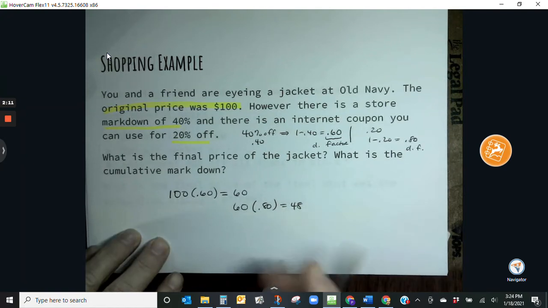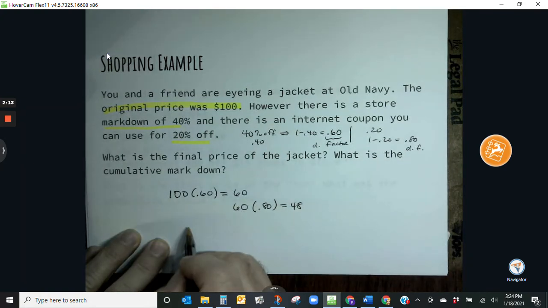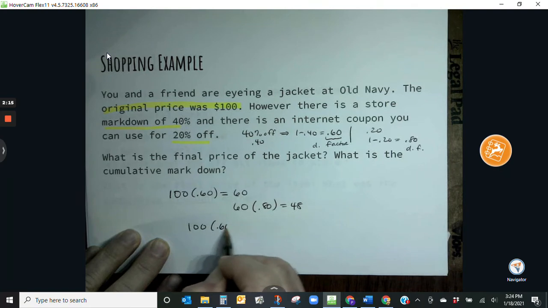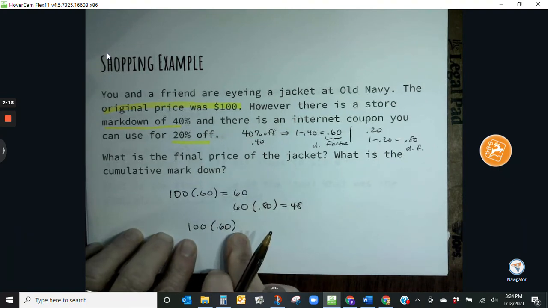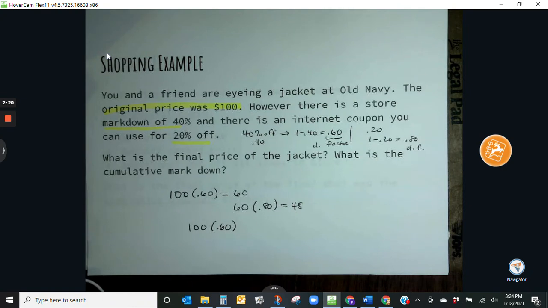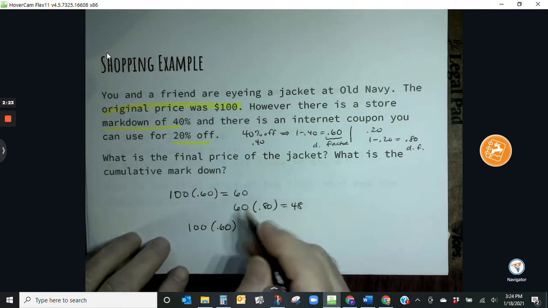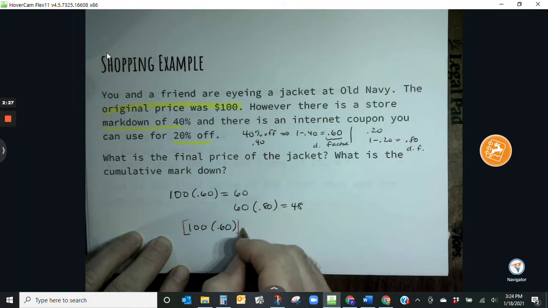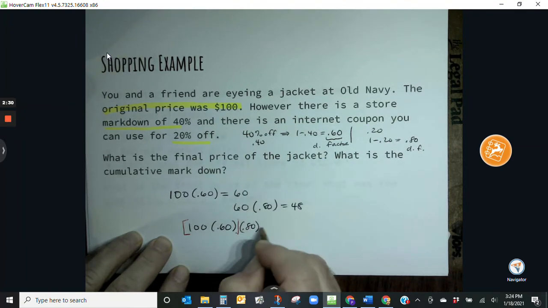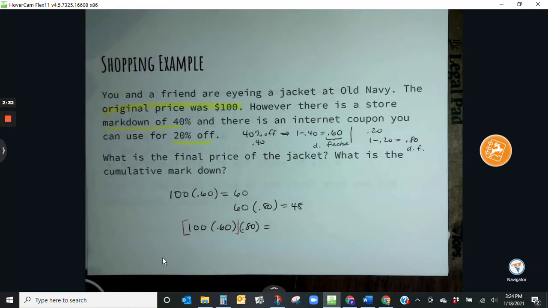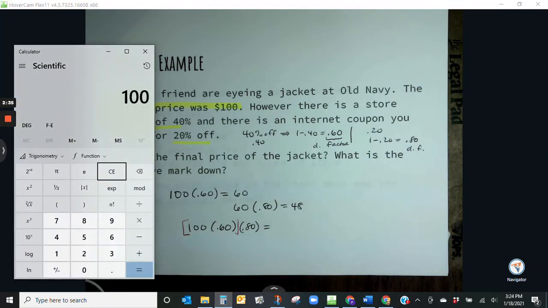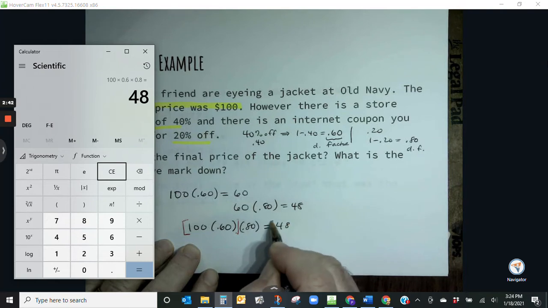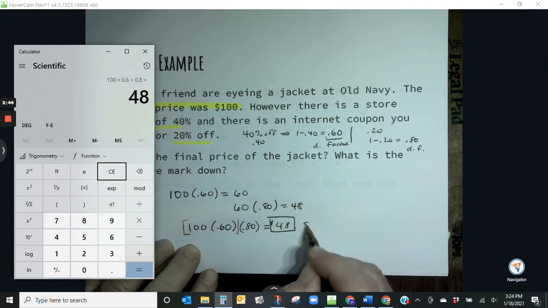Now remember that the reality is I took $100, I multiplied it by 0.6, and I took that answer, whatever it was, and I really multiplied that by 0.8. So I could do this all at one time: 100 times 0.6 times 0.8, and I would get straight up 48. That's the sale price.